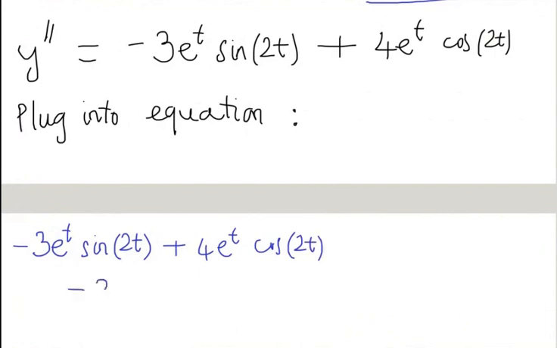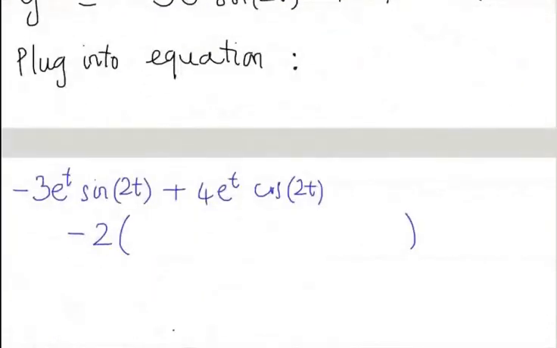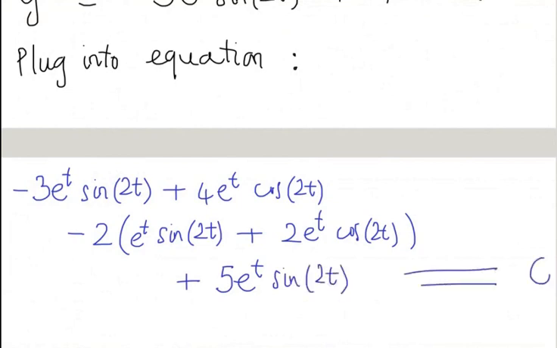I need to minus twice the first derivative, which is over here, e to the t sine 2t plus 2 e to the t cosine 2t, and at the end I need to plus 5 times the function, which is e to the t sine 2t, and we want to verify that the same as 0.